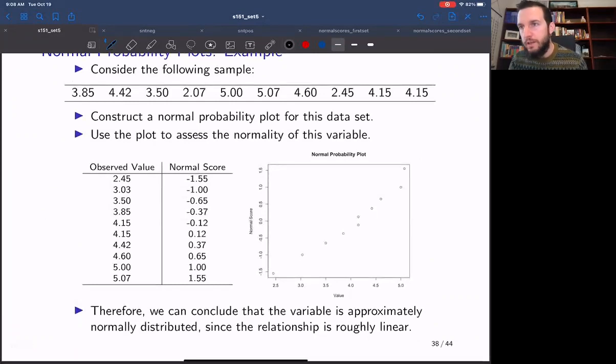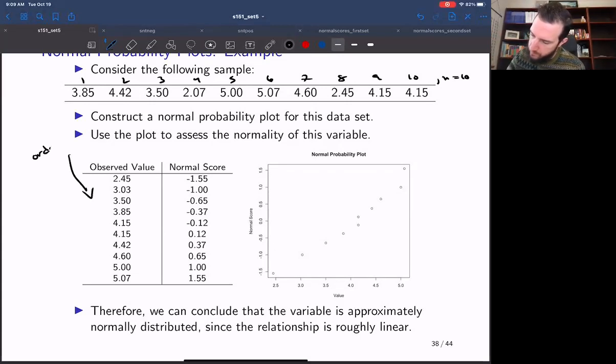Okay, so suppose that you are given the following set of values. And the question is, is there evidence that this variable is normally distributed? Step 1, count the values. 1, 2, 3, 4, 5, 6, 7, 8, 9, 10. N equals 10. Okay, step 2, order the values. So here under observed values, we have the order. You can see that these values here are the same from the table above. They're just from smallest to largest.